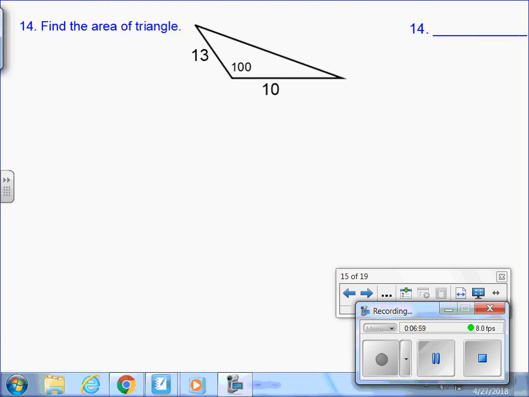And everybody else, though. All right, we're moving along to 14. It sounds kind of crazy because we got some people leaving for the pep rally, but we must continue our mathematical journey. Find the area of the triangle.